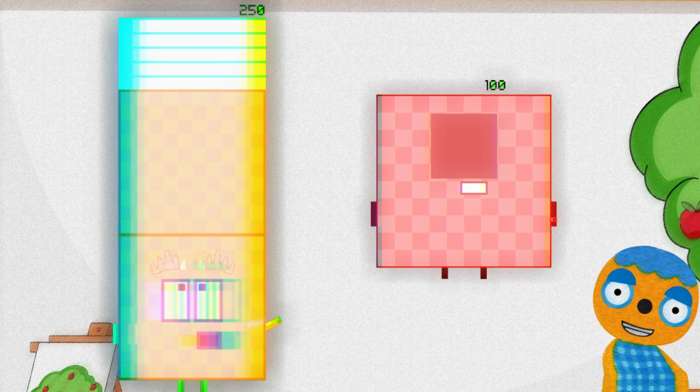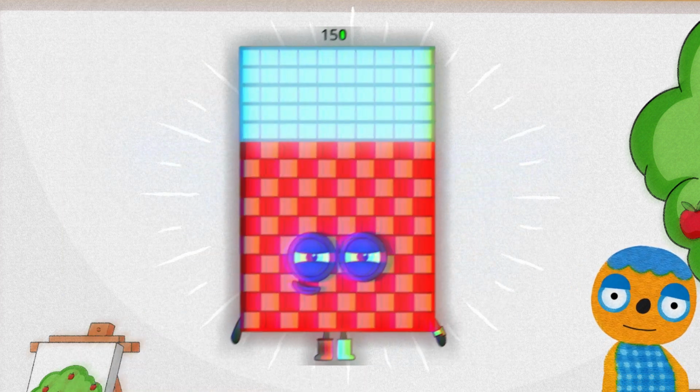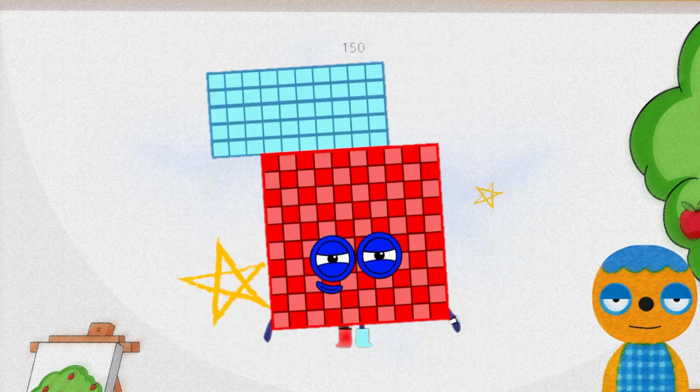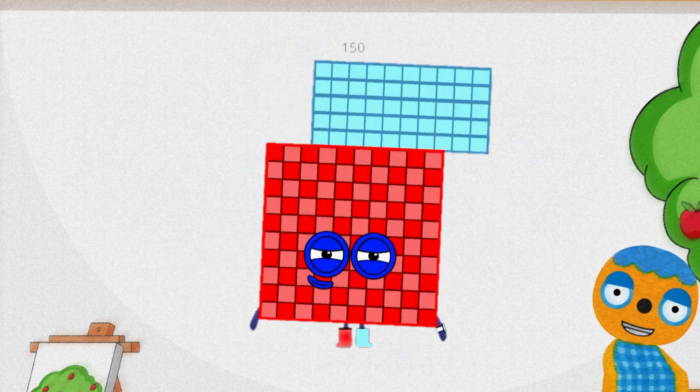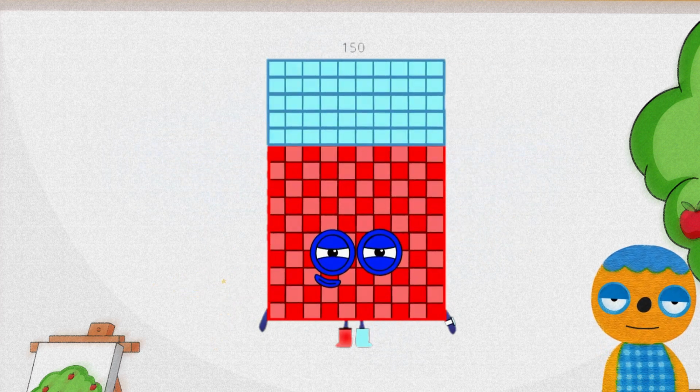Let's take away 100 from 250. What number do we land on? 150. 250 minus 100 lands on 150. Smart move.